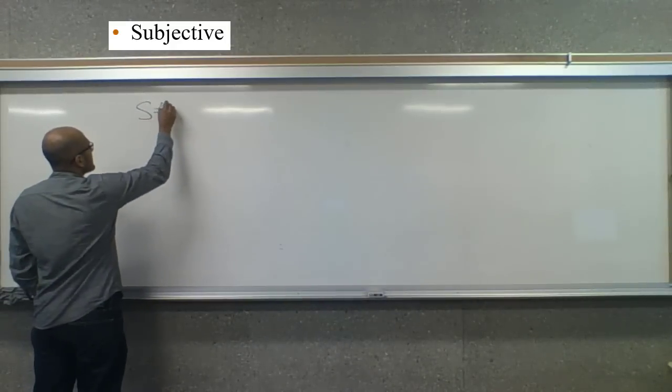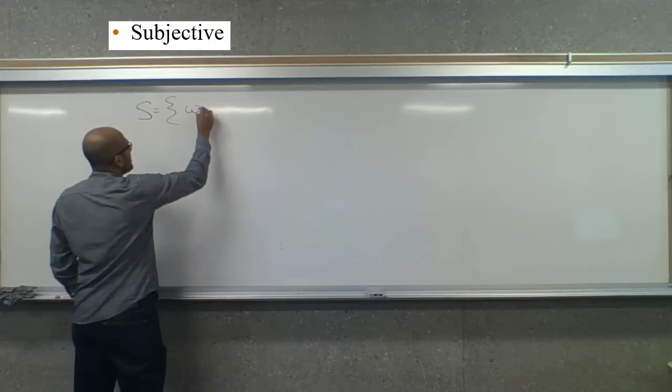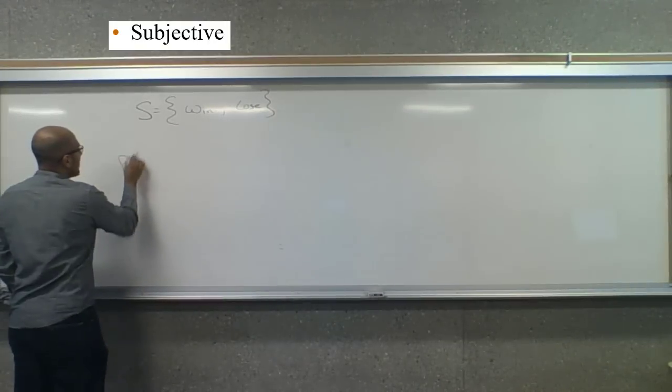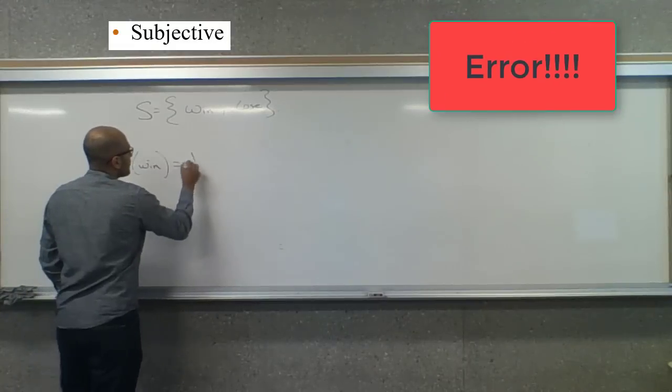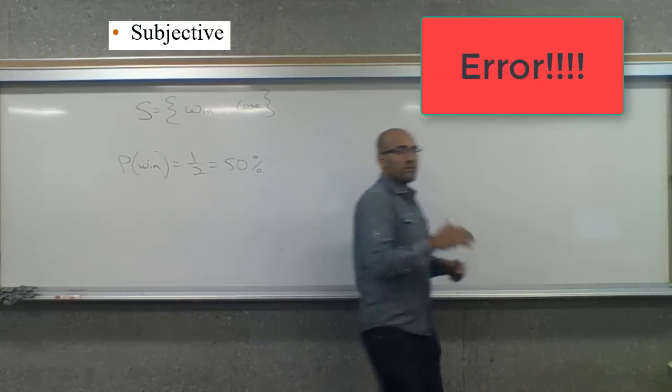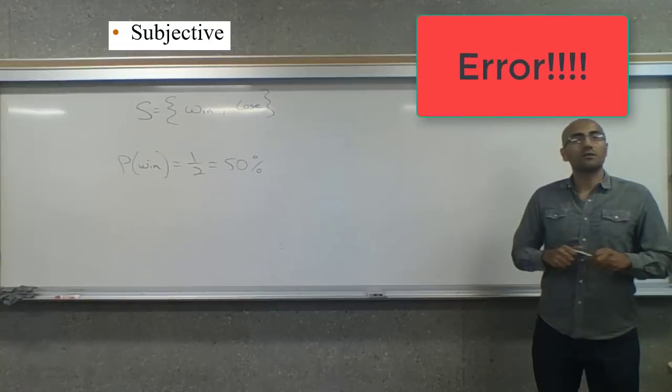So can we do this? The sample space is either you win or, more likely, you lose. So the probability that you win is equal to 1 out of 2, or 50%. Either you win or he wins, so it's 50%. Is that the way it works?